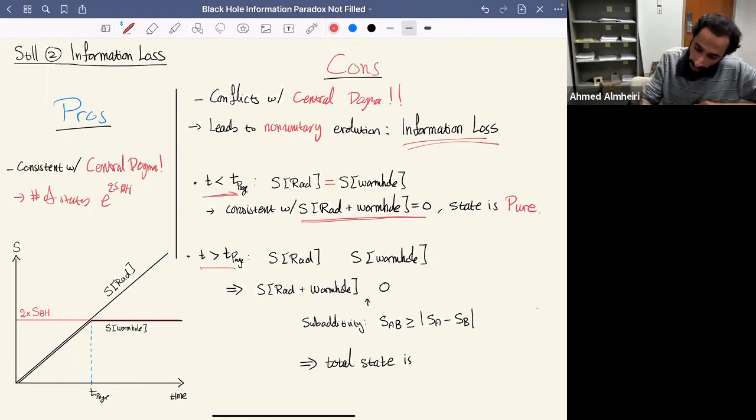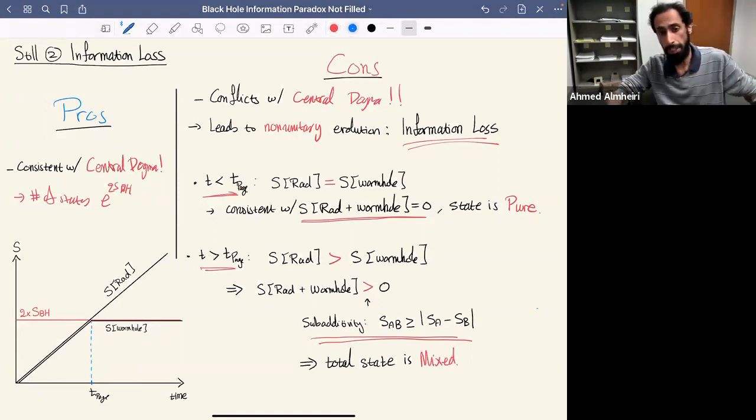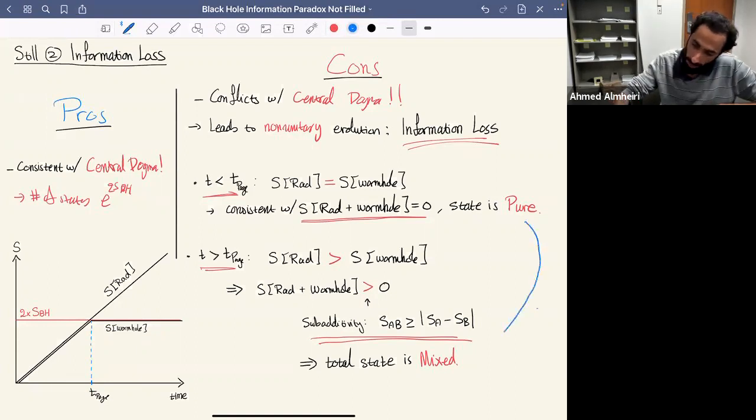However, for T after the page time, the radiation entropy is greater than the wormhole. And so you can prove that this means that the entropy of the union has to be greater than 0 using subadditivity. Okay? And so the total state is mixed. So it seems like what's happening, going from before the page time to after the page time, is the state is evolving from a pure state to a mixed state. This is non-unitary evolution.